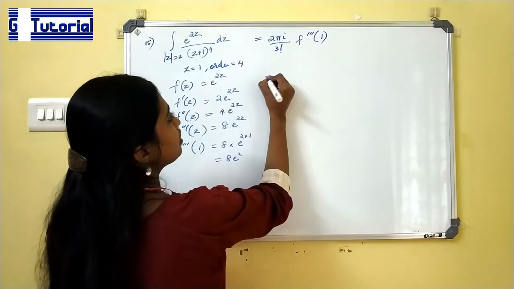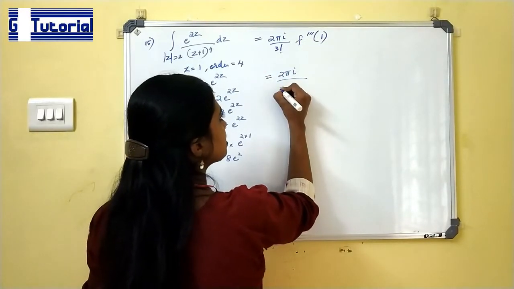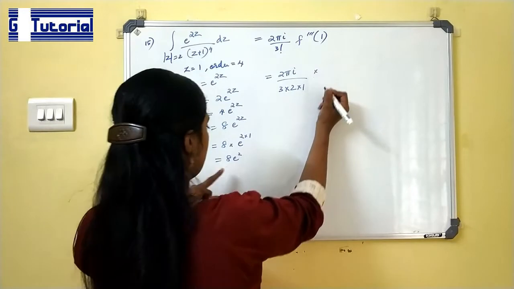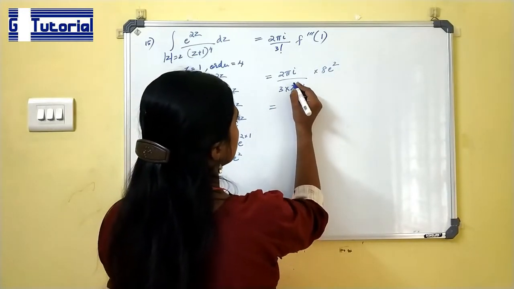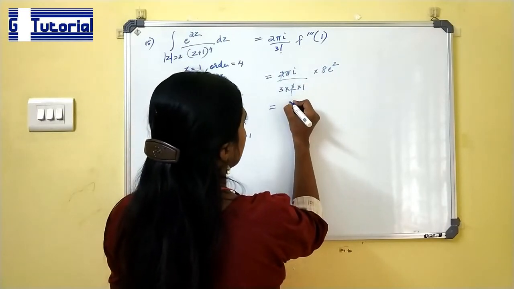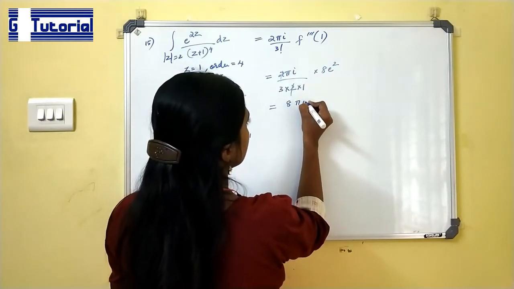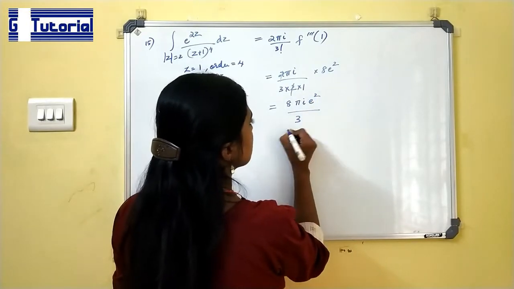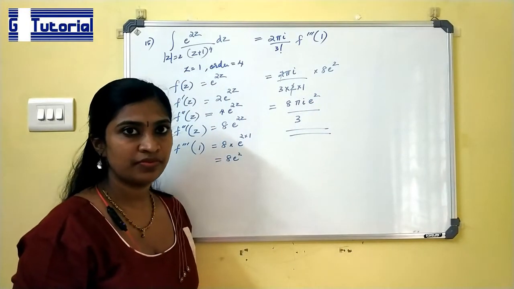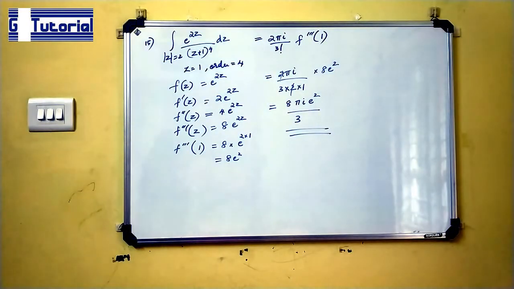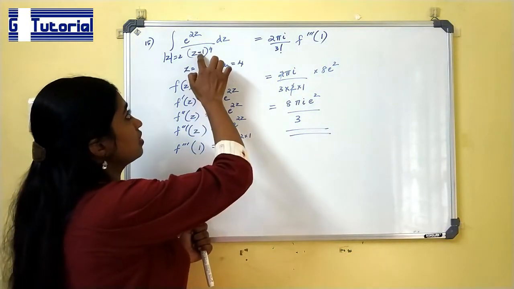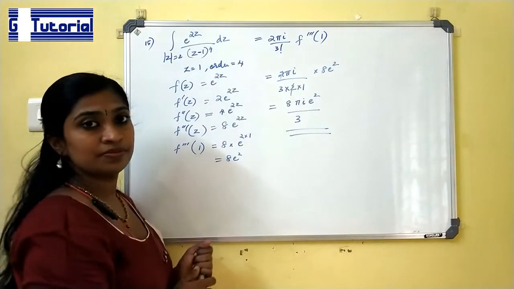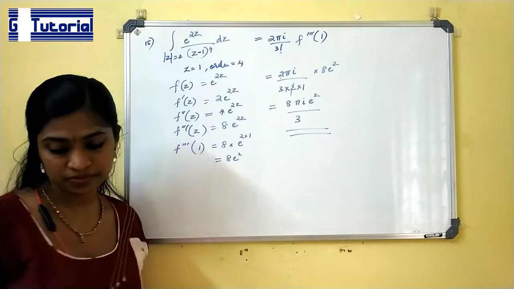So our answer will be 2 pi i by 3 factorial, which is 3 into 2 into 1, into f triple dash of 1, which is 8 e square. That is, 2 and 2 get cancelled, and 8 pi i e square by 3 is the required answer. Sorry, here this is not plus 1, this is minus 1. We can do the next problem.